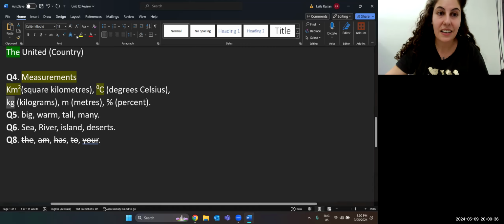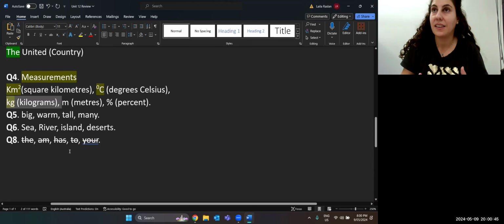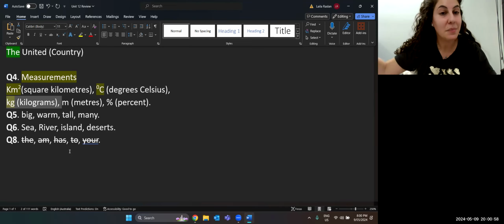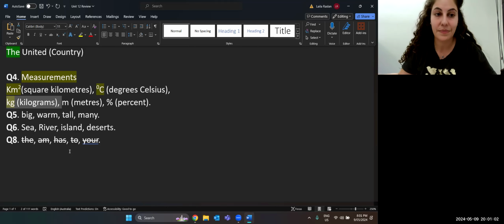Now this one, kilograms. So kilograms is when we talk about the weight of something. So for example, I need 5 kilograms of bananas. So when I'm talking about how heavy something is, I weigh 50 kilograms. Now again, in America, they use a different measurement. They say pounds and stone. Very different. We say kilograms in Australia.